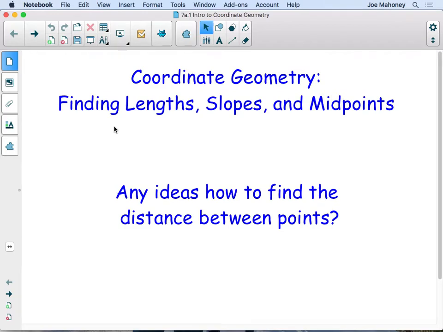So in this lesson, we're going to talk about how to find the lengths of segments, the slopes of some segments or lines, and the midpoints of some segments. So we'll start by finding the length or the distance between 2 points.